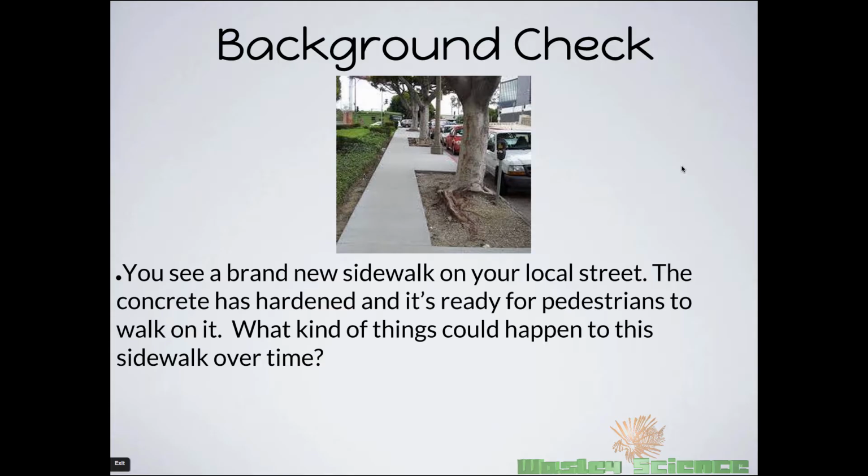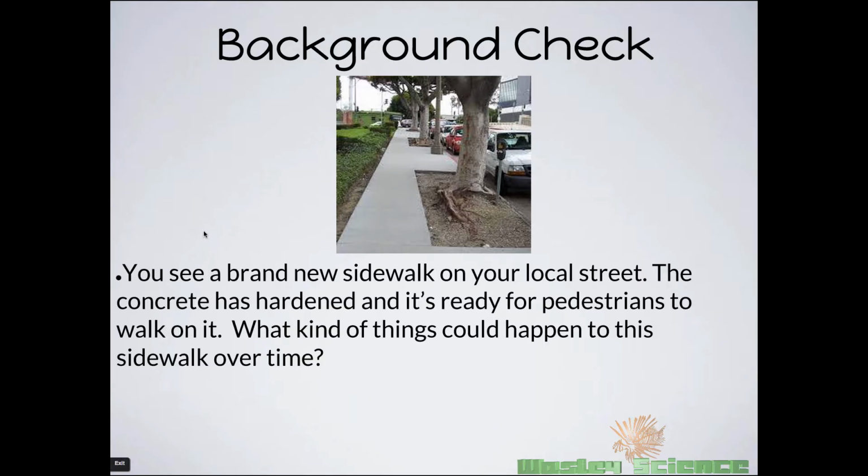So you see a brand new sidewalk on your local street. The concrete has hardened and it's ready for pedestrians to walk on it. What kinds of things could happen to this sidewalk over time? So remember, we're talking about weathering and erosion right now. So what types of weathering or erosion can happen to this sidewalk over time, over years, 10 years, 15 years, 25 years? I want you to write down at least 3 things right now and press pause on the movie.